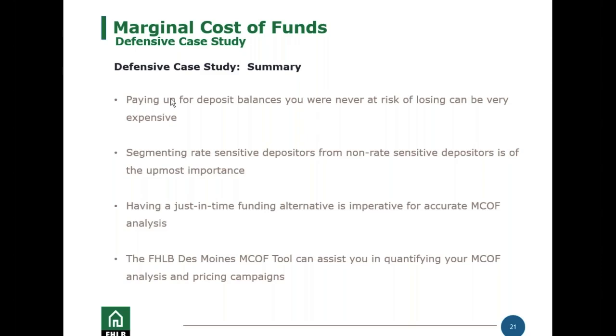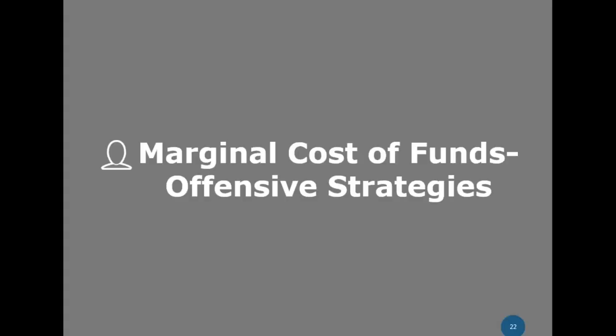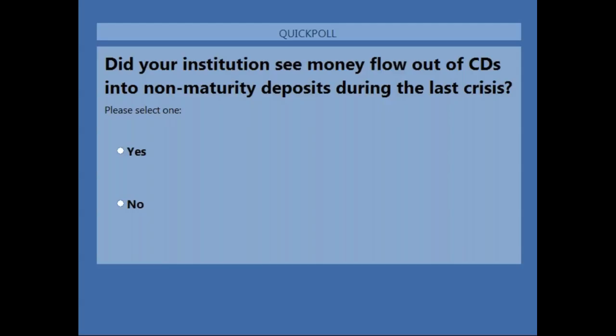I'm going to describe several scenarios where the script is flipped, and your institution is the predator and is actively and aggressively pursuing pricing strategies to bring in deposits. But before we get into these, we have another poll question. The poll question is, how many of you saw money flow out of CDs into non-maturity deposits during the last crisis? I'll give you 30 to 45 seconds to answer.